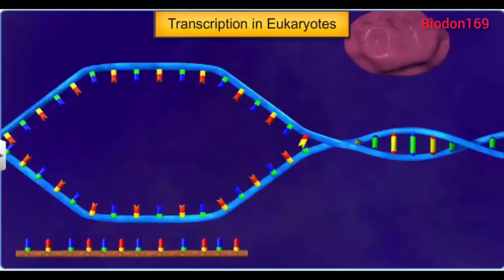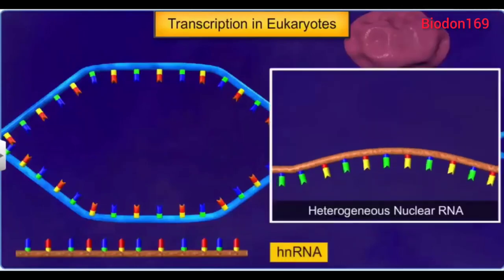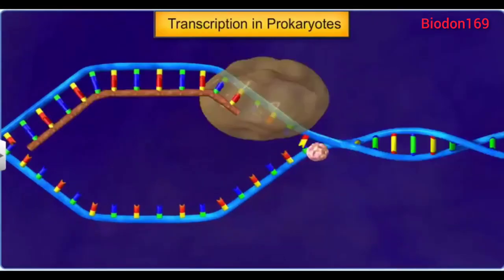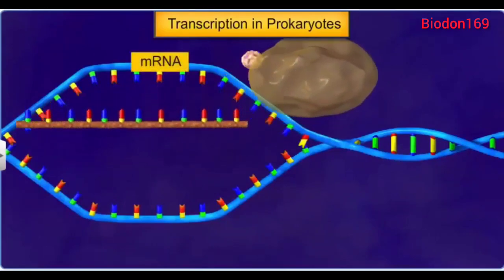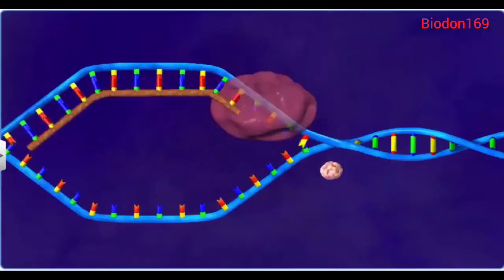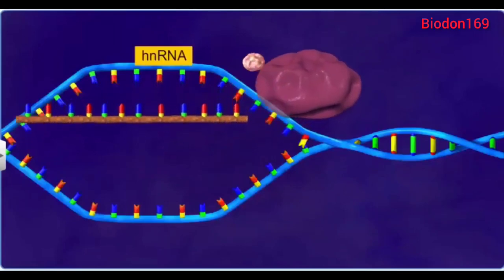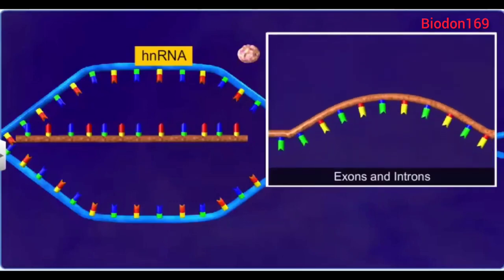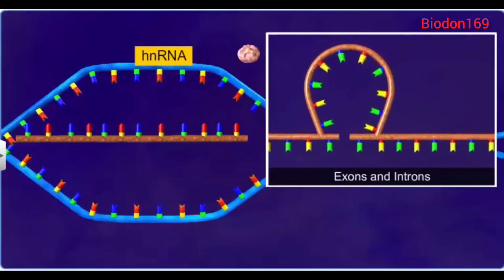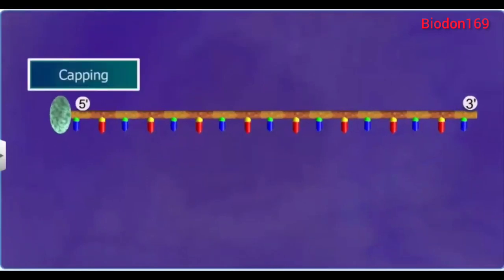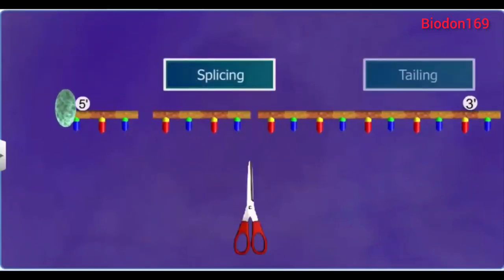The processing of hnRNA marks another major difference between prokaryotic and eukaryotic transcription. The mRNA in prokaryotes does not require any processing. However, in eukaryotes, the hnRNA is inactive, since it has a split gene arrangement with exons and introns, and hence it has to undergo processes such as capping, splicing, and tailing.